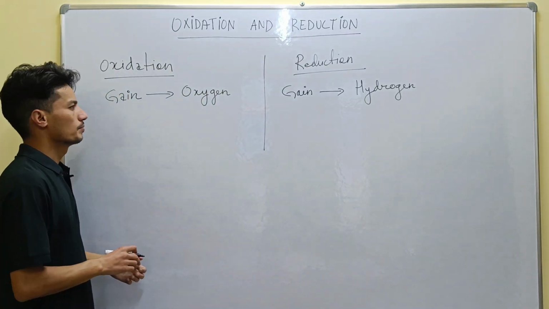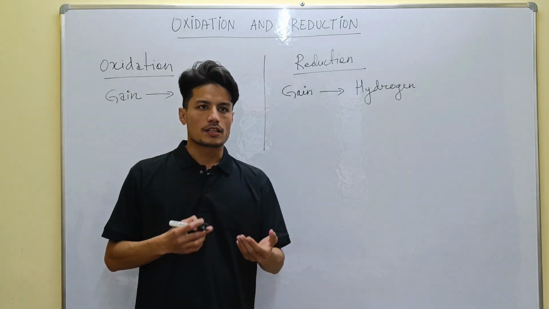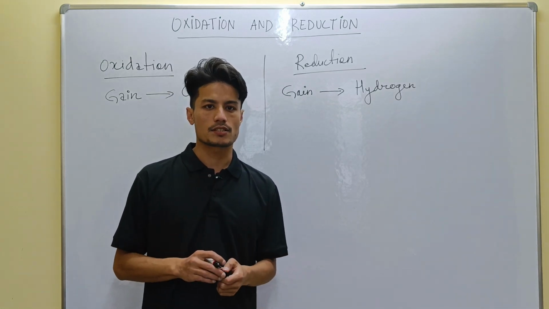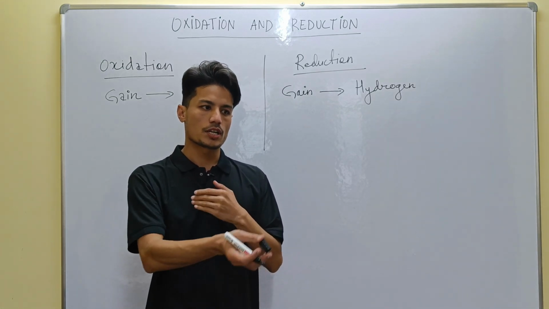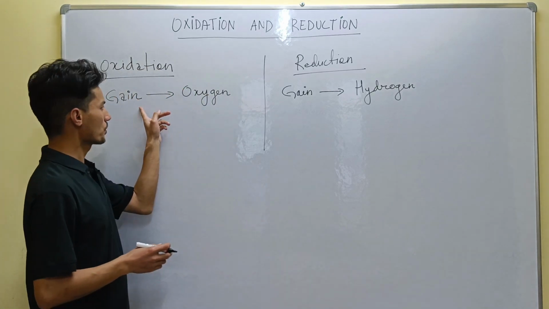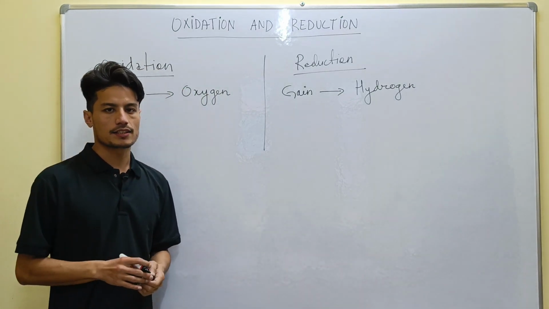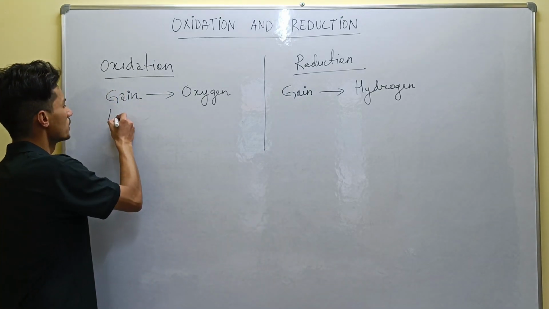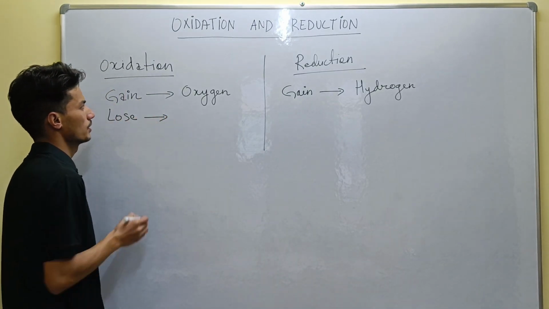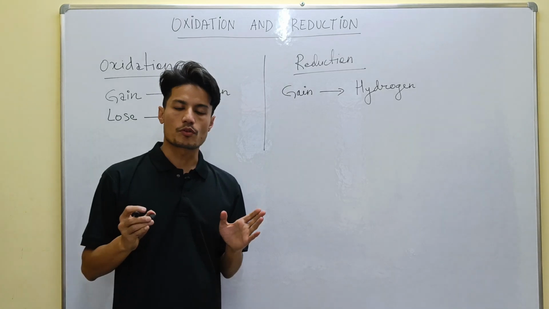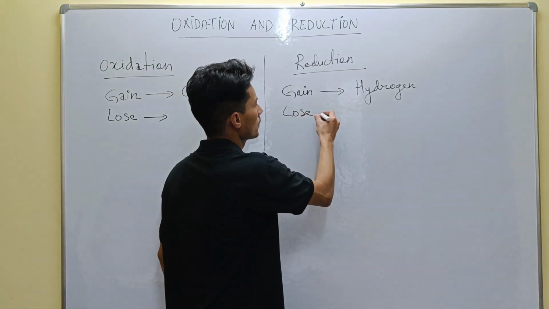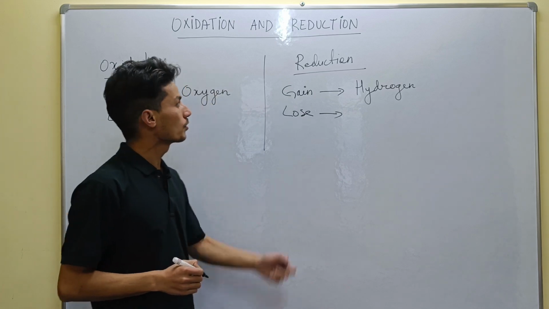But understand it like this: in order to gain, you have to lose something. So it works both ways. One story is about you gaining. Now there's another story where you lose. So in terms of losing, there's a story for oxidation, and similarly, in terms of losing, there's a story for reduction.